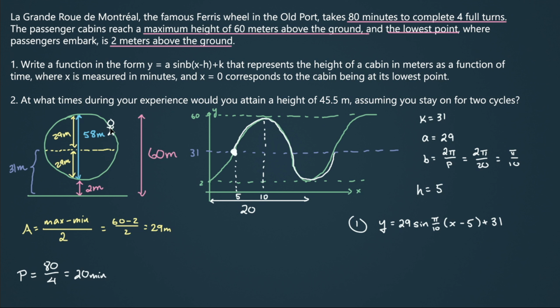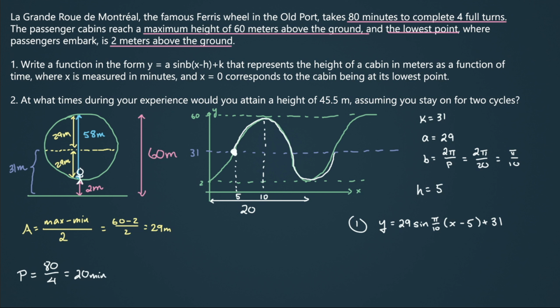But we're staying on for 2 cycles, so we have to keep going, and then we hit that height again, so there's a second solution here. We finish our first cycle, we go again, and we hit that height again, so that's a third solution, and then we've got a fourth solution here, and then we finish that second cycle. So we're looking for 4 solutions in total, okay?